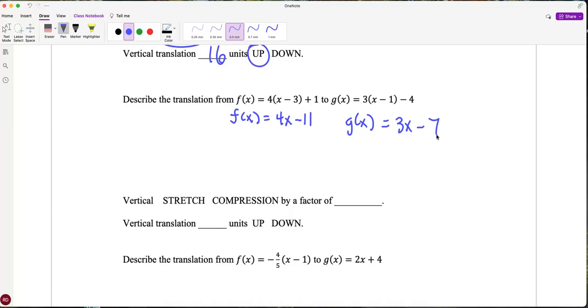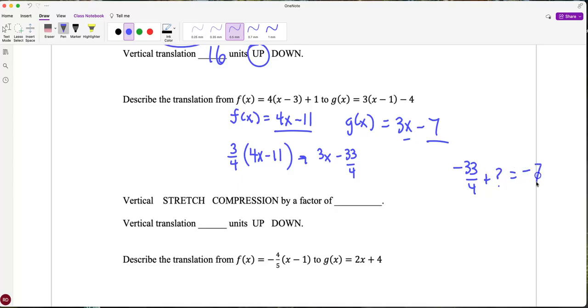So what do I multiply? I've got to multiply this to get a 3. So you're going to have 4x minus 11. I have to multiply by 3/4 in order to get a slope of 3. Okay, so what does this give me? This gives me what? 3x minus 33 over 4. What I need to get is 3x minus 7. So minus 33 over 4 plus something equals negative 7.